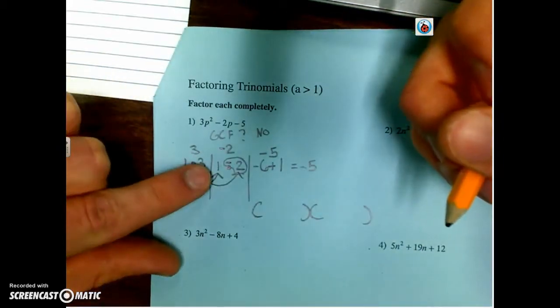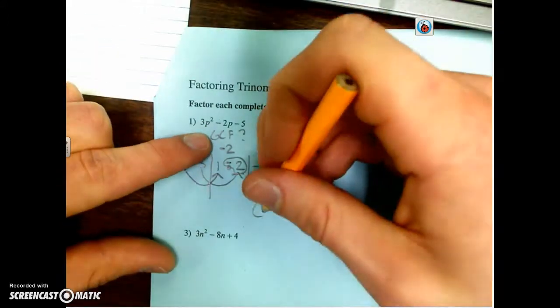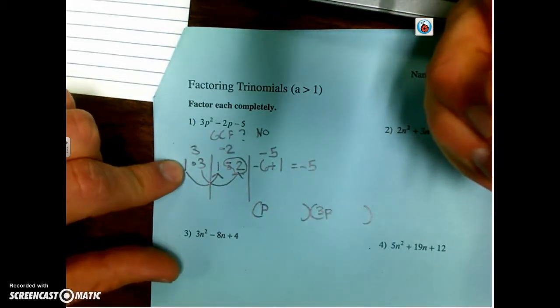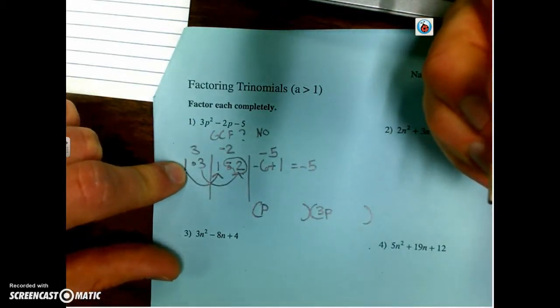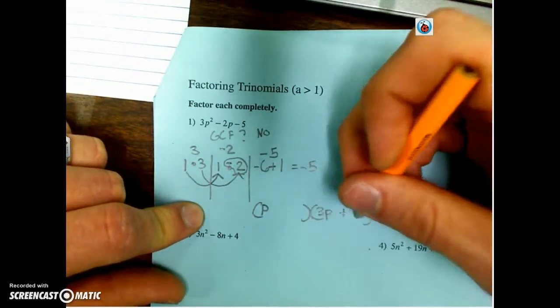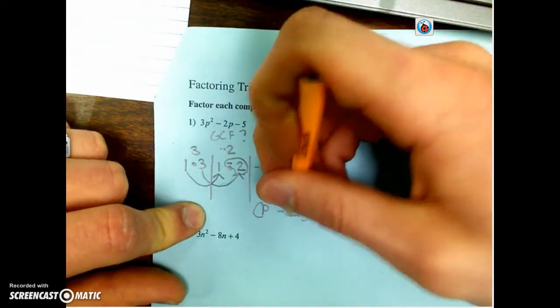Then we go to set up our answers. I need a 1x and a 3x, well, it's a p in this case, a 1p and a 3p to get our 3p squared. Now remember, these are our distributing arrows, so this 1 needs to be opposite of this 1. This 1 needs to be opposite of this 1. This 3 needs to be opposite of the negative 2.